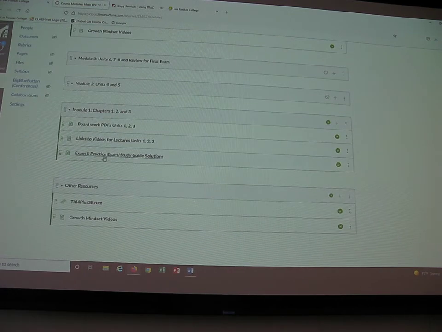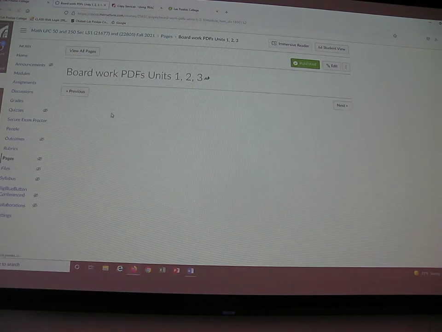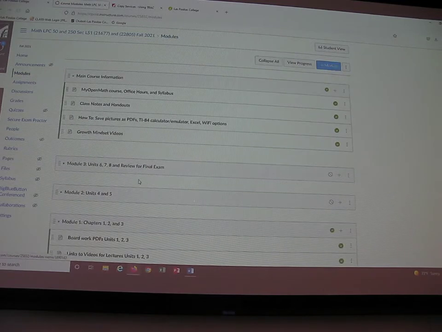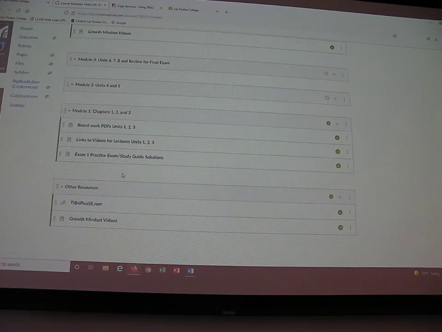Also, there's board work PDFs. So, oh, I didn't post it? I didn't post that yet. Okay, well, I'll post it. Everything we do in class, I am supposed to post. I apparently forgot to post those. But it'll have all the information of what we did in class, and you can look through that. So I'll post it before you go through those.